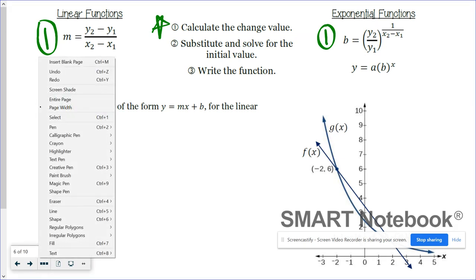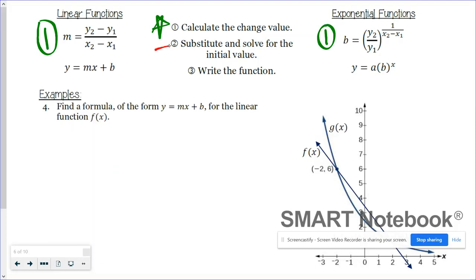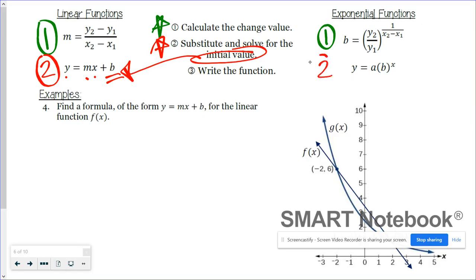After you find that change value, you then need to substitute and solve for the initial value. For linear functions, I'm going to substitute a known point, x, y, and my calculated rate of change, m, and solve for b, because that's the initial value. In an exponential function, I'm going to substitute that known point, x, y, and my calculated change factor, b, and solve for a, because a is the initial value. And then finally, I'm going to write the function.